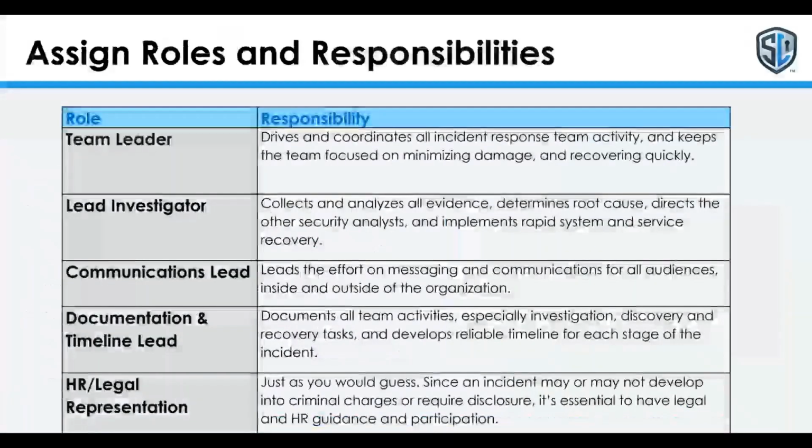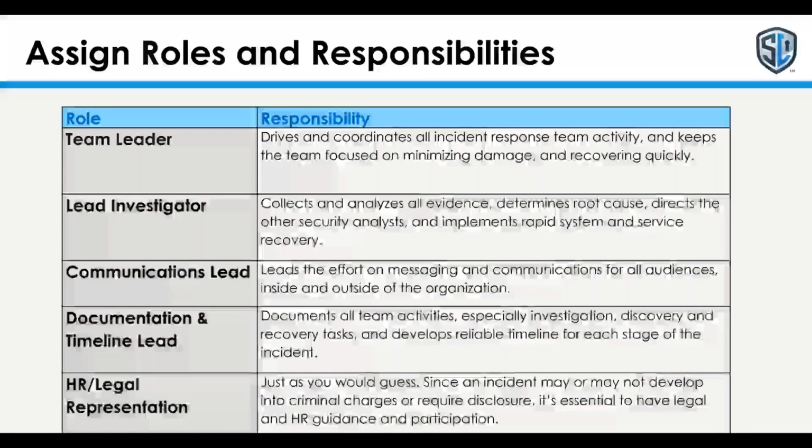So who's on your team? This is really important. If you are downloading it and you only are going to have one slide that you print out, this might be the one, along with phone numbers for each of these people. Team leader. The team leader drives and coordinates all the incident response team activity and keeps the team focused on minimizing damage and recovering quickly. In an ECC, this could easily be the ECC director.